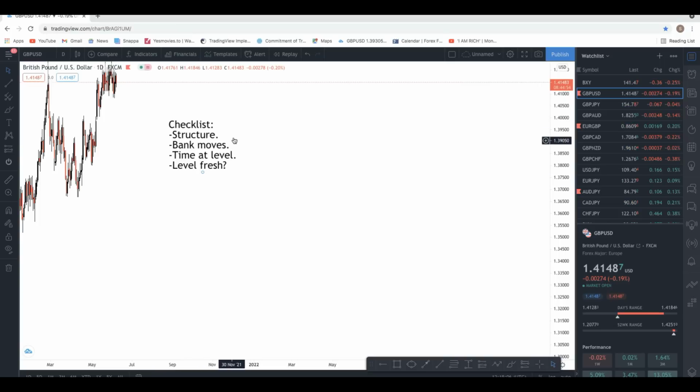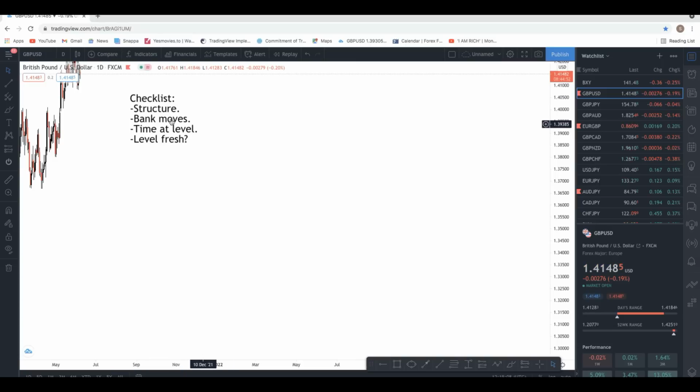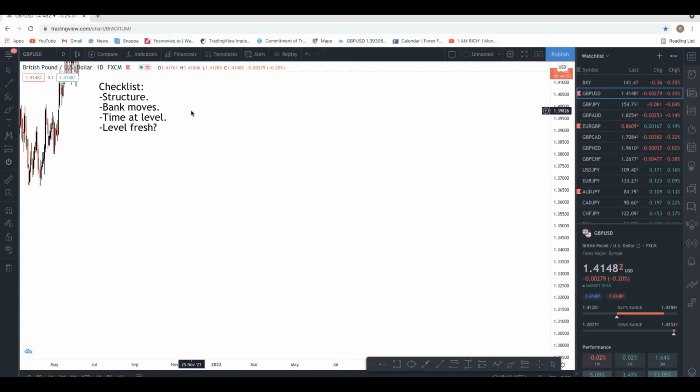So right in front of me right now, I have a checklist, a very simple checklist. But it's very important because this will help you filter out your order blocks and also take very good trades. So number one on your checklist has to be structure. Your structure is very important.